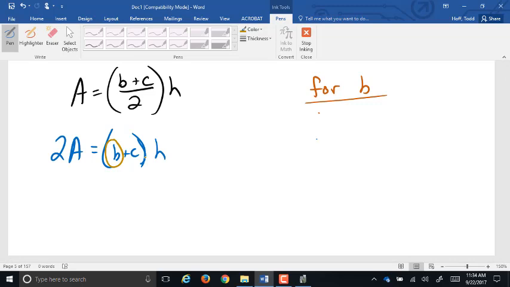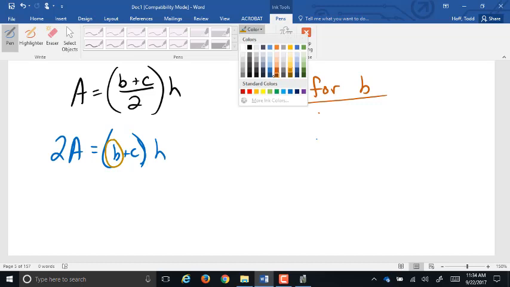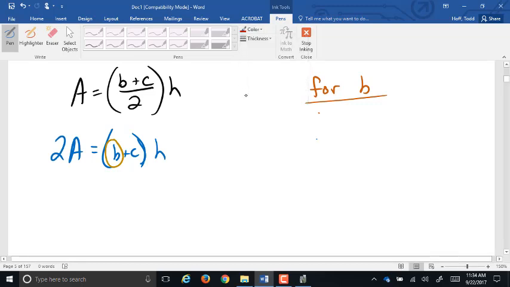What would be the next step? What would be the next thing to get rid of? Okay, good question. If I remember, I'm multiplying the whole side by 2. What's going on the right side is I multiply by 2. Let's write it out.